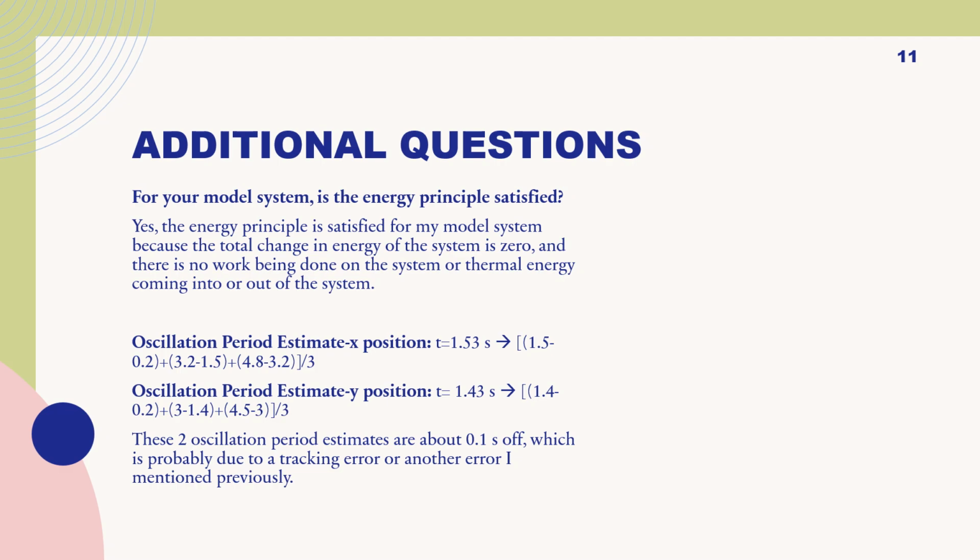And then the second part, I calculated an oscillation period estimate for both the x position and the y position. For the x position, I got T equals 1.53 seconds, and for the y position, I got T equals 1.43 seconds. These two period estimates are about 0.1 seconds off, which is probably due to either a tracking error or another error that I mentioned previously.